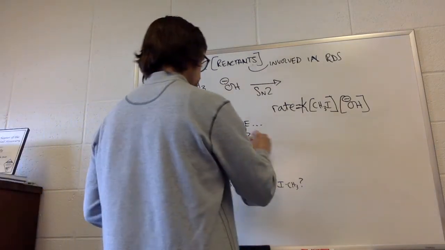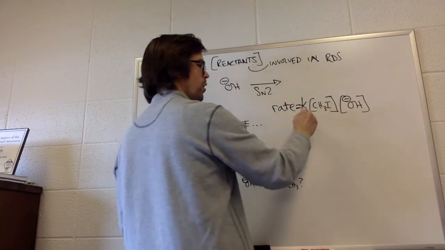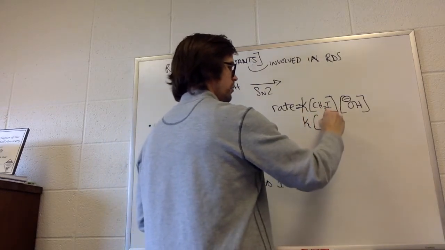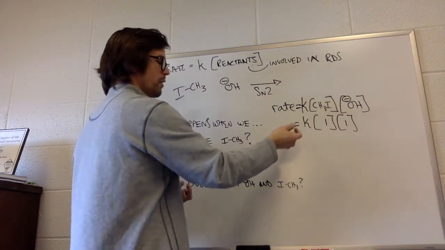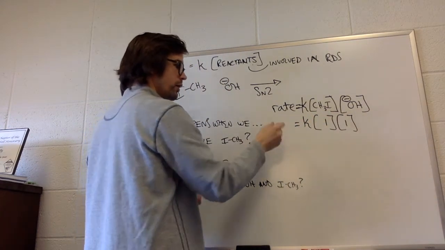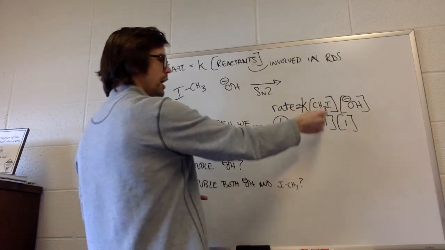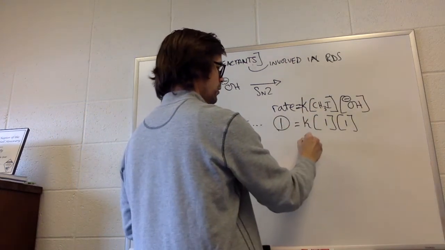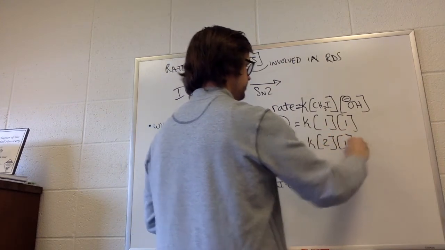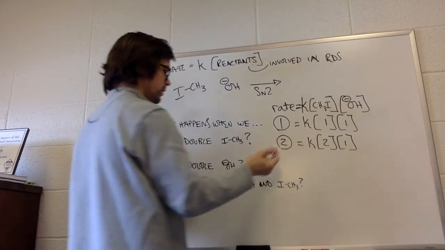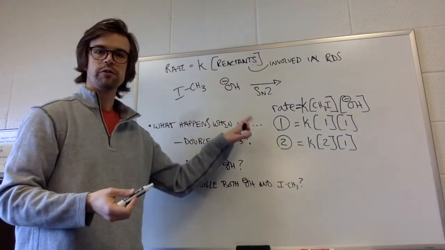All right, if we double that, well, okay, let's say that these concentrations were 1 molar. So it'd be 1 times the rate constant. We'll just say the rate constant was also 1, so rate would equal 1 here. Well, what happens if we double ICH3? That would equal the rate constant times 2 times 1, so that would equal 2. So what happens when we doubled ICH3? Well, the rate doubled. We went from 1 to 2.